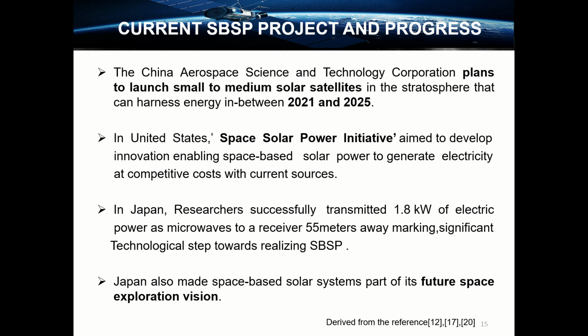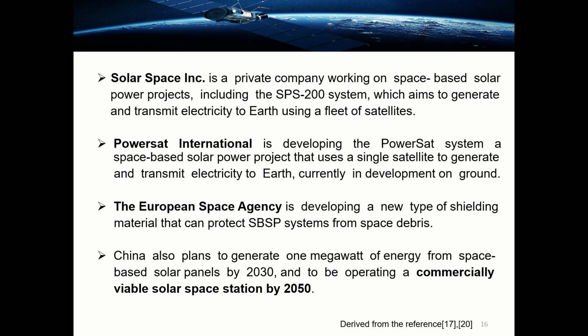Third, in Japan, researchers successfully transmitted 1.8 kilowatts of electric power as microwaves to a receiver 55 meters away, marking a significant technological step towards realizing space-based solar power. Fourth, Japan also made space-based solar power part of its future space exploration mission. Fifth, Solar Space Inc. is a private company working on space-based solar power projects including the SPS-200 system. The SPS-200 system aims to generate and transmit electricity to Earth using a fleet of satellites.